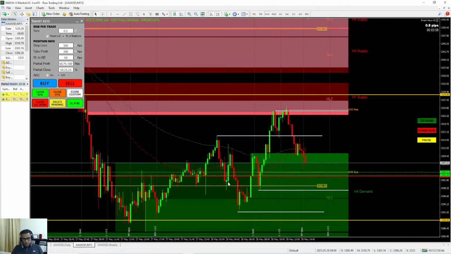3,303 is the first SR level, 15-minute SR level. We saw that to the left. And the next one is 3,300. We formed support there, support, support, support. Then we formed resistance here, resistance. So it's 3303 and 3300.